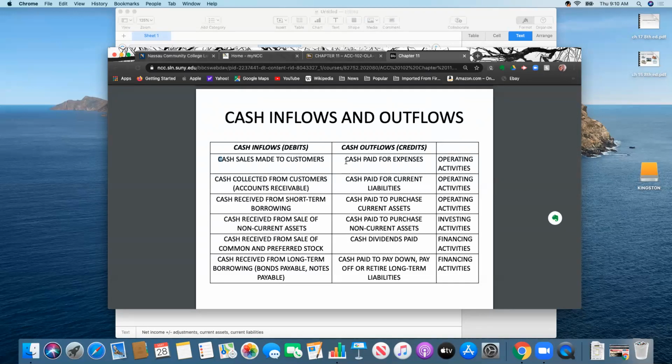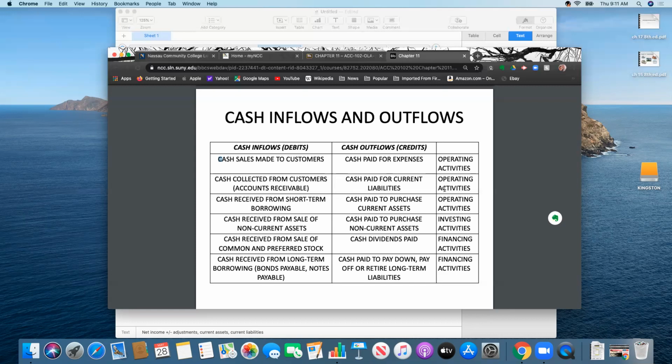Now, what about credits to cash that are operating activities? Well, what about expenses? Cash paid for expenses. Debit rent expense, credit cash. Right? Debit salaries expense, credit cash. What about cash paid for current liabilities? Debit accounts payable, credit cash. And cash paid to purchase current assets. Debit supplies, credit cash. Debit prepaid insurance, credit cash.